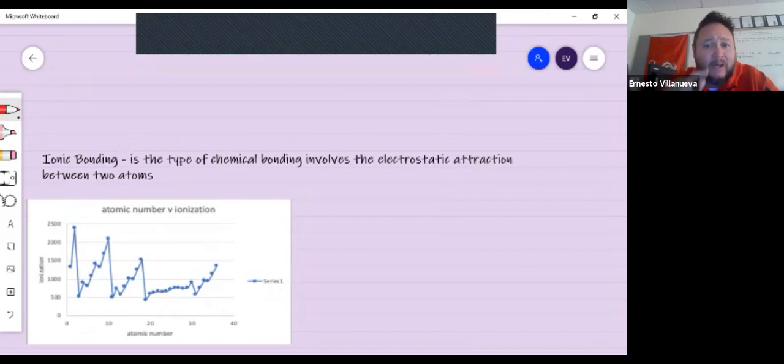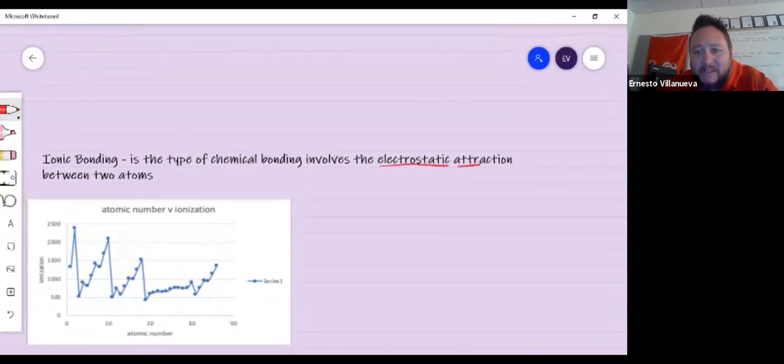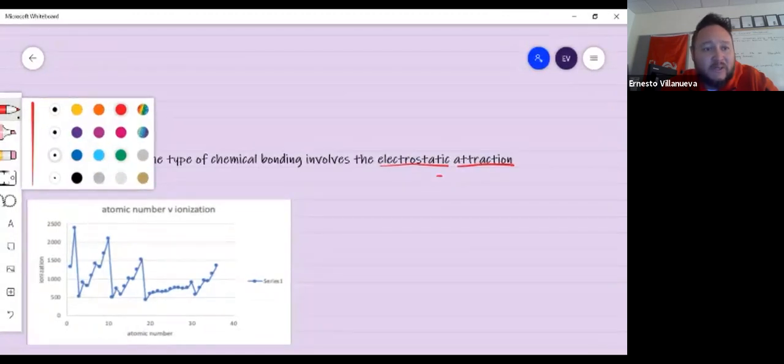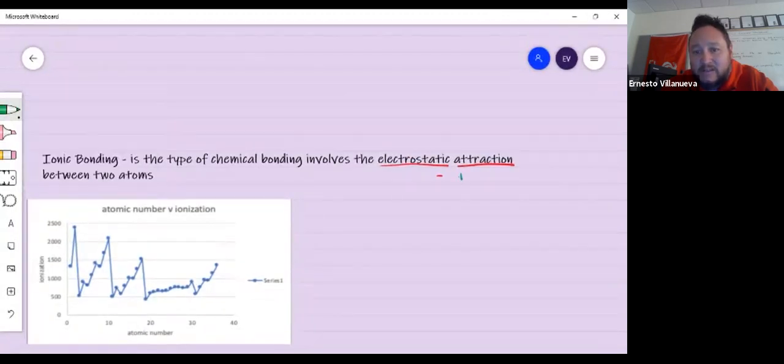Ionic bonding is a type of chemical bonding that involves electrostatic attraction, okay? I want you guys to remember this word, electrostatic attraction, because all it basically means is that if you have a charge that is opposite, right? For example, if you have a negative charge, you know that that charge is going to be attracted to a positive charge because positive and negative charges attract.